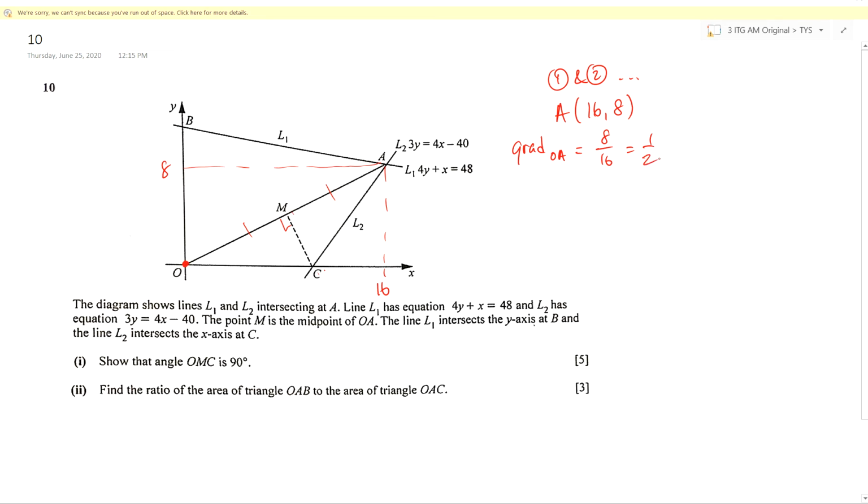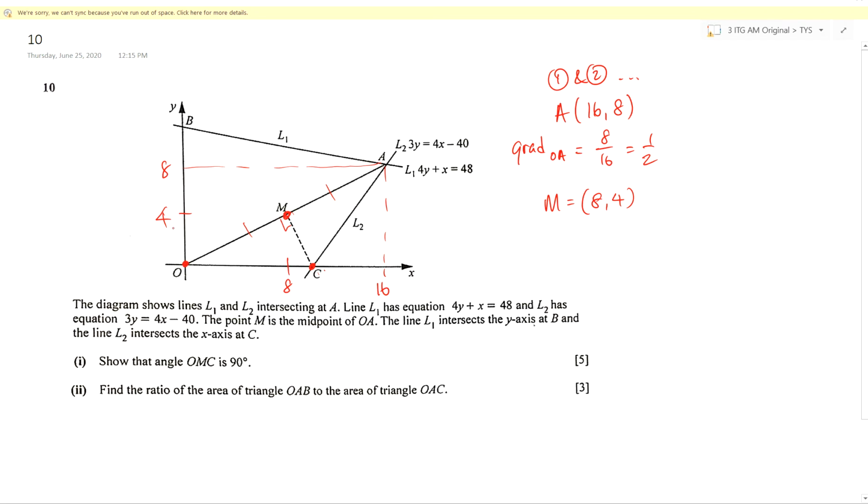Now we're going to find the gradient of MC. To do that, I need the coordinates of C and the coordinates of M. Coordinates of M is easy because it is the midpoint of OA. So M is going to be half of 16, which is 8, half of 8, which is 4. This is 8, and here we have 4.